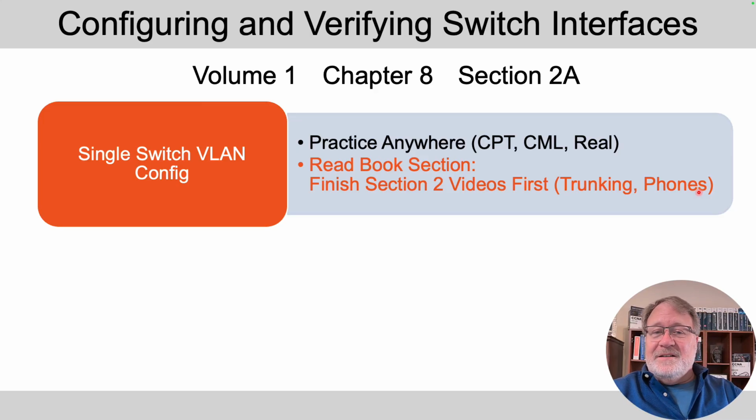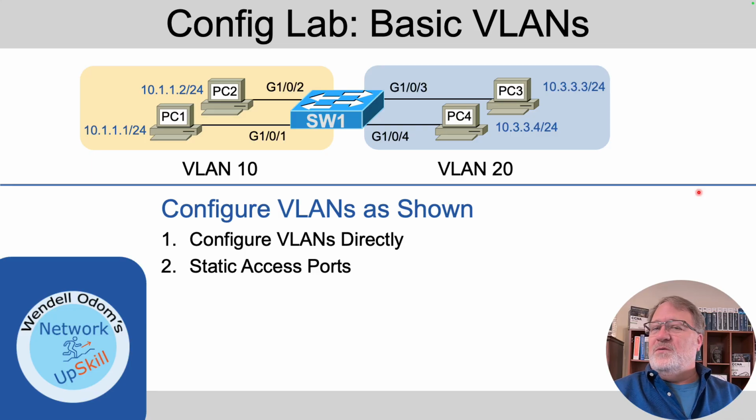As for practicing this, I've got a config lab for you. So the config labs are on my blog site. There's a web page that details the lab. It's linked in the show notes, the description to this video. I've also got intro and review videos for that lab as well. For this lab, you've got a switch, 2 VLANs, 2 PCs in each VLAN, and just like we did in the video here, you configure the VLANs, you configure the static access ports, and assign them to those VLANs.